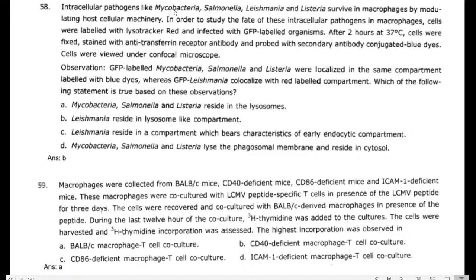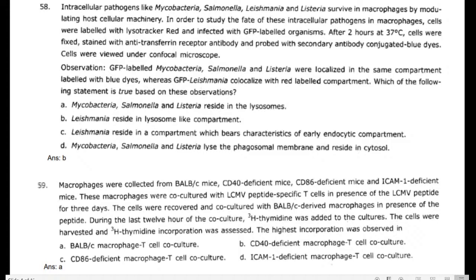Intracellular pathogens like Mycobacteria, Salmonella, Leishmania and Listeria survive in macrophages by modulating the host cellular machinery. In order to study the fate of these intracellular pathogens in macrophages, cells were labeled with LysoTracker Red, the labeling molecule, and infected with GFP-labeled organisms.